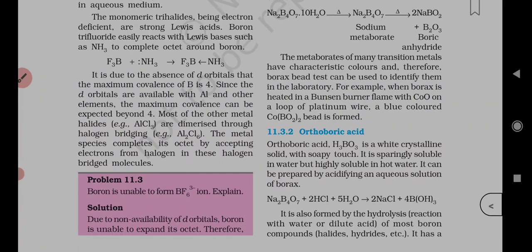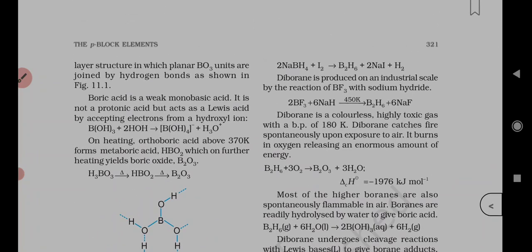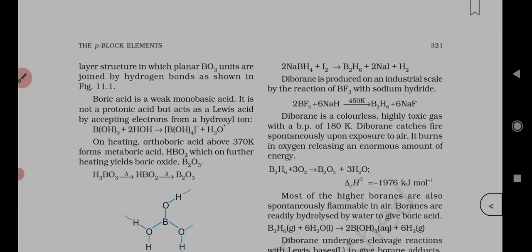So boric acid or orthoboric acid has a layered structure in which planar BO3 units are joined by hydrogen bonds as shown. This part is a previous year question. Boric acid is a weak monobasic acid. This is also a previous year question, whether boric acid is a monobasic acid or tribasic acid. So boric acid is a weak monobasic acid.